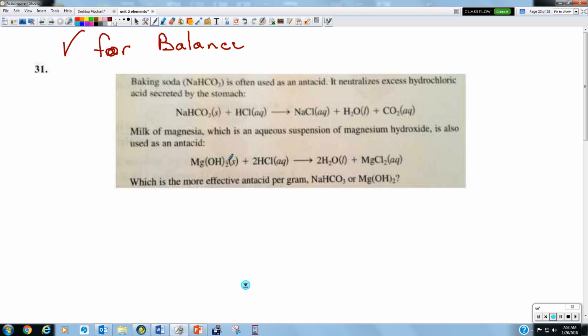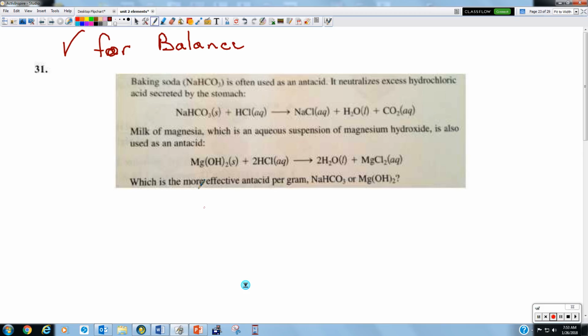So baking soda, which has a chemical formula of NaHCO3, or sodium bicarbonate, is often used as an antacid. It neutralizes excess hydrochloric acid secreted by the stomach. So we have the chemical reaction NaHCO3, which is in solid form, plus HCl, which is aqueous, meaning it's dissolved in water, will react to form sodium chloride, water, and CO2 gas.